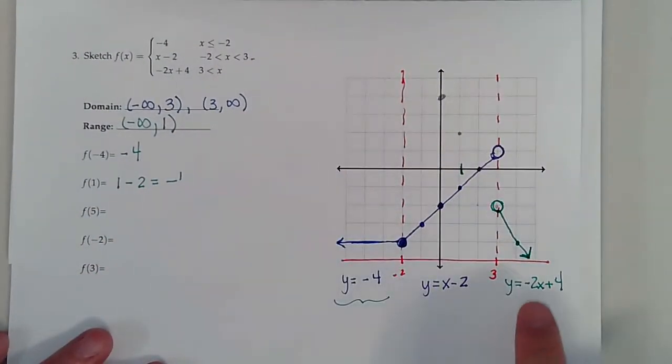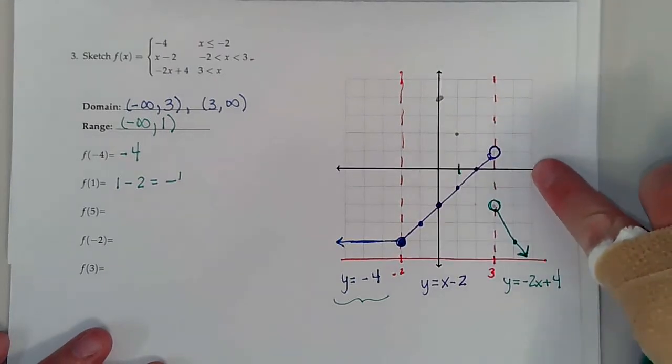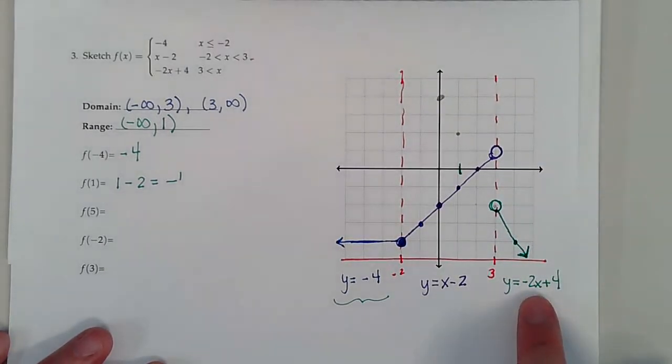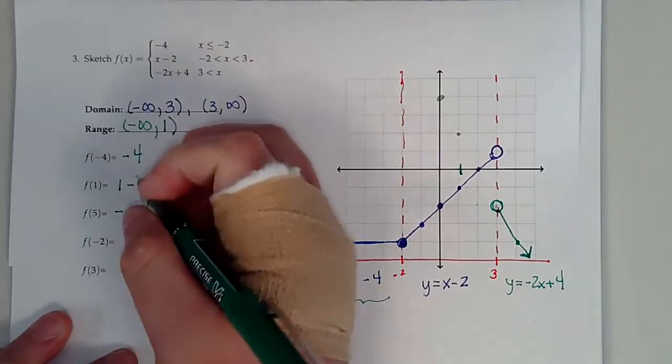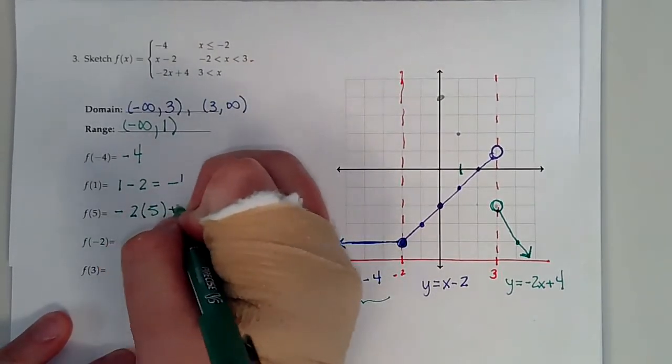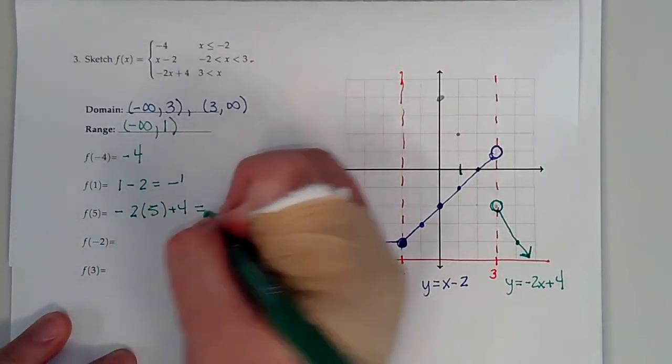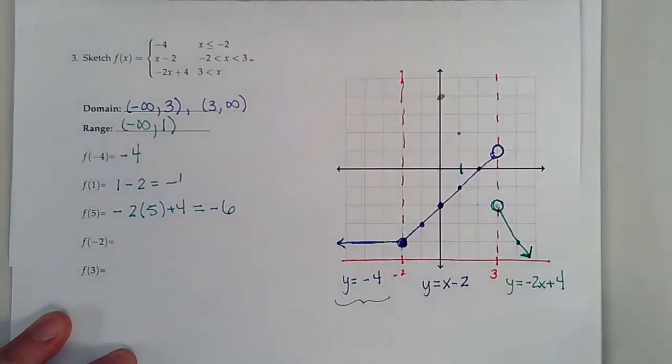All right, f of 5. So 5 is going to be right over here. That's in this section with the negative 2x plus 4. So I'll plug that in, negative 2 times 5 plus 4. So that's negative 10 plus 4. That gives me a negative 6.